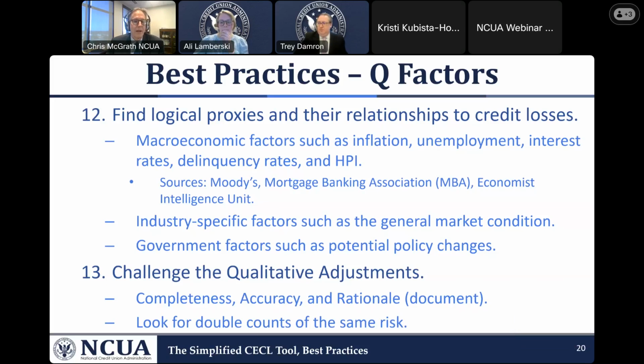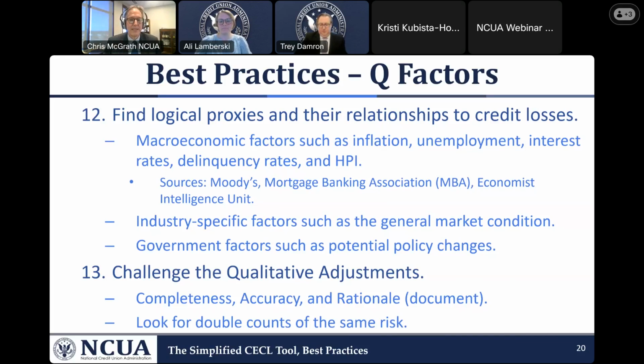There are other factors that should be considered, such as industry-specific factors. We know that commercial real estate is getting a bit volatile. If the general market condition for a specific segment has a poor outlook, that should be accounted for in the expected loss.